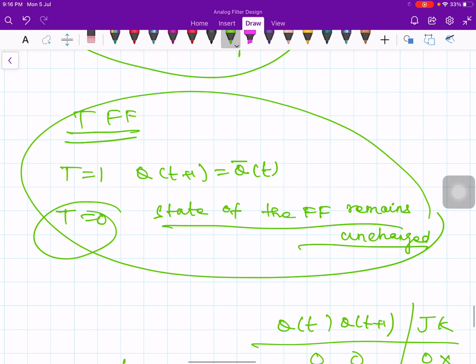So these are the excitation tables, because these tables are needed to design the sequential circuit using JK flip-flop and T flip-flop. That we will discuss in the next lecture. And let me stop here. Thank you very much.